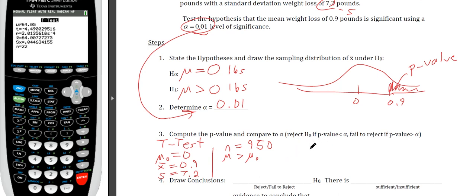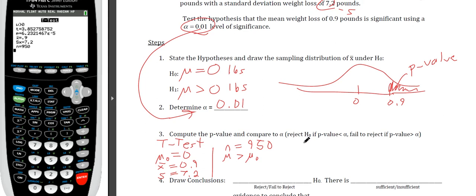From there, we get the test statistic. I haven't done that yet, so over in stats, test for t-test. We have data or stats, so make sure we go into stats. Mu sub 0 is 0. X bar is 0.9. S is 7.2. N is 950. And we're looking for greater than, showing that there is a positive amount of weight loss.